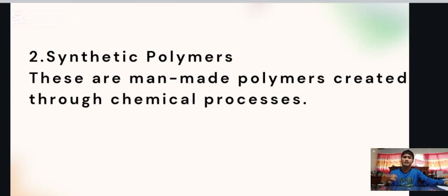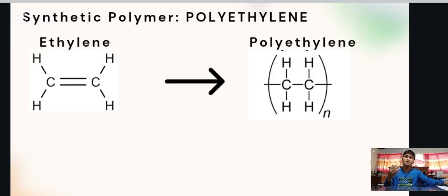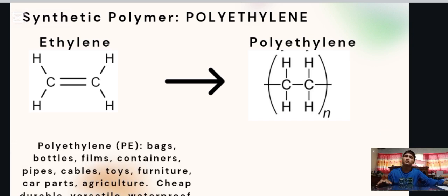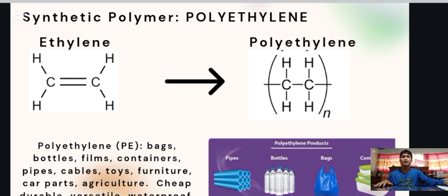Next is synthetic polymers. These are man-made polymers created through chemical processes. I will give you examples of synthetic polymers and their Lewis structures. The first example is polyethylene. The monomer of polyethylene is ethylene, and the chemical formula is C2H4. Polyethylene can be used to make many products like bags, bottles, films, containers, pipes, cables, toys, furniture, car parts, and agriculture. It is cheap, durable, versatile, waterproof, and so on.